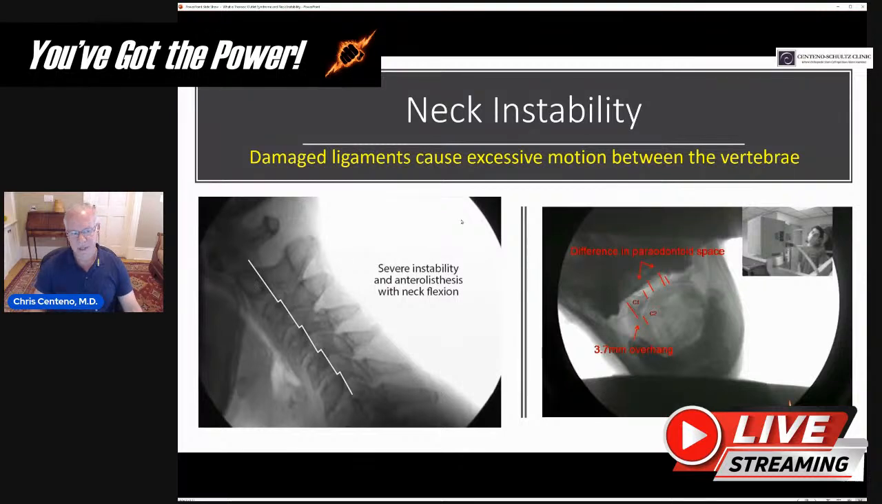So in neck instability, damaged ligaments cause excessive motion between the vertebrae, and that can lead to the scalene muscles getting tight to compensate. Now, that could be this kind of stair-step instability we see here, which is common in an EDS patient, or upper cervical instability, or other types of traumatic instability in other parts of the spine. But again, the scalene muscles are jumping in to try to stabilize things.